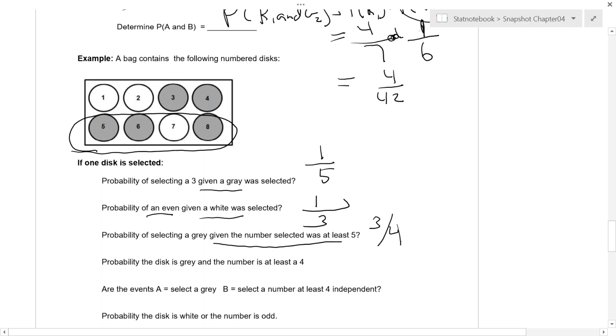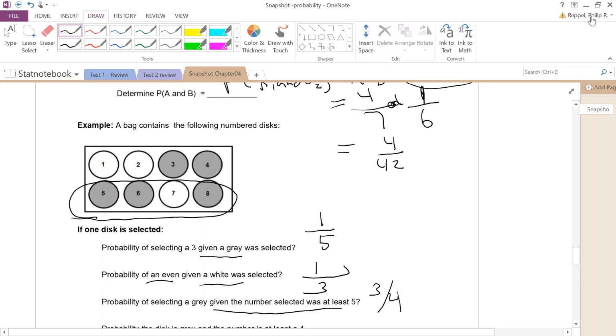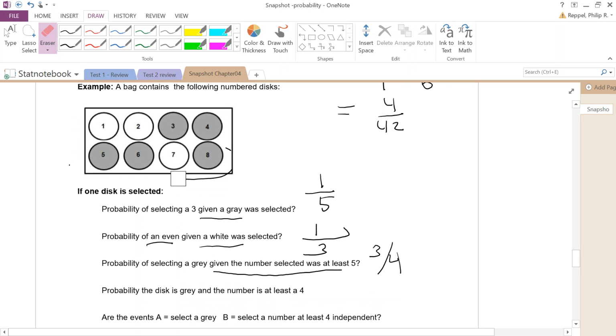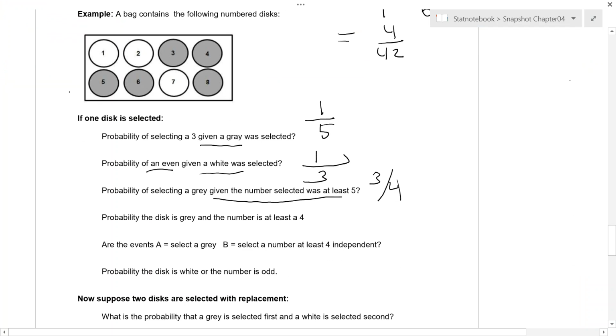Now, let me erase this. So I'm going to hit my button, get my eraser out. And I'm going to erase this right here. Okay, so give me a second here. All right, get back into it.